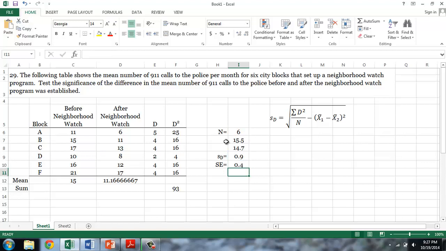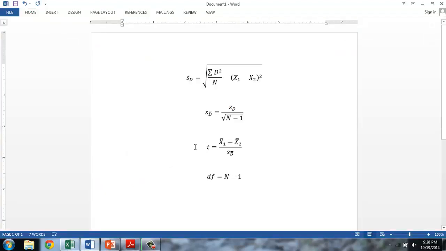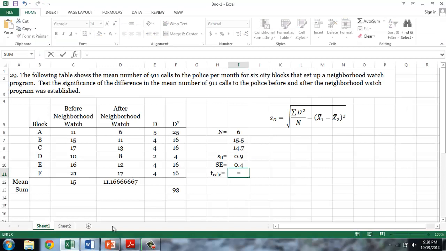At this point, we solve the problem in the same way that we solved t-tests for independent samples. Our calculated t is simply equal to the difference in means divided by the estimate of the standard error, or t equals, in parentheses, the mean before minus the mean after, close parentheses, divided by the standard error.